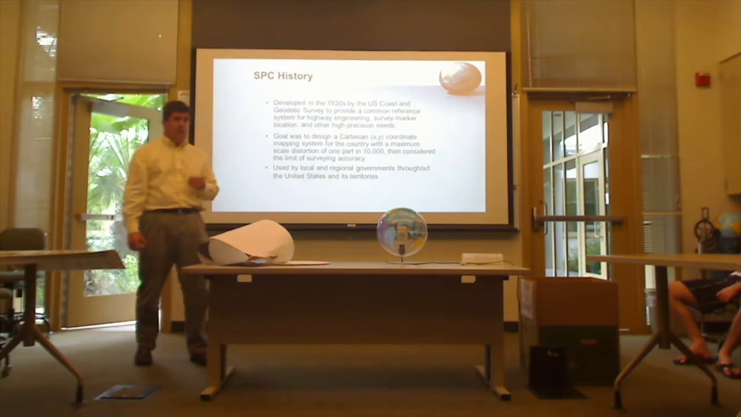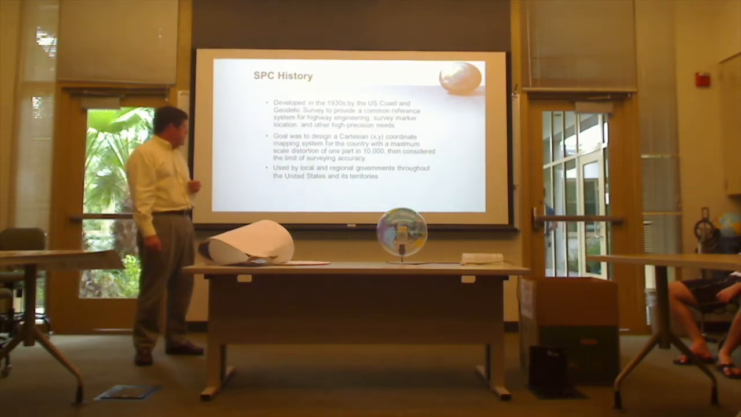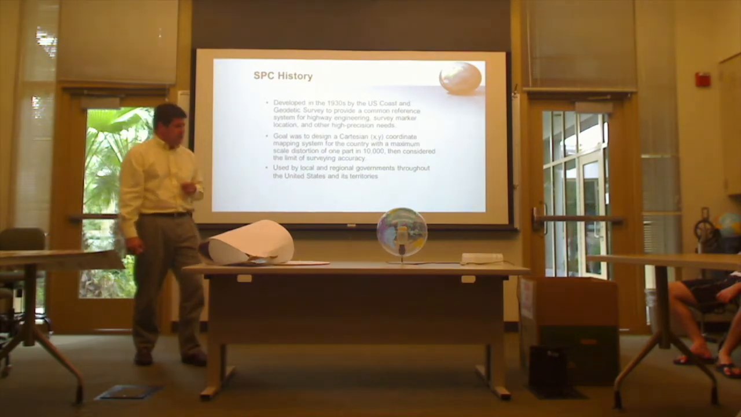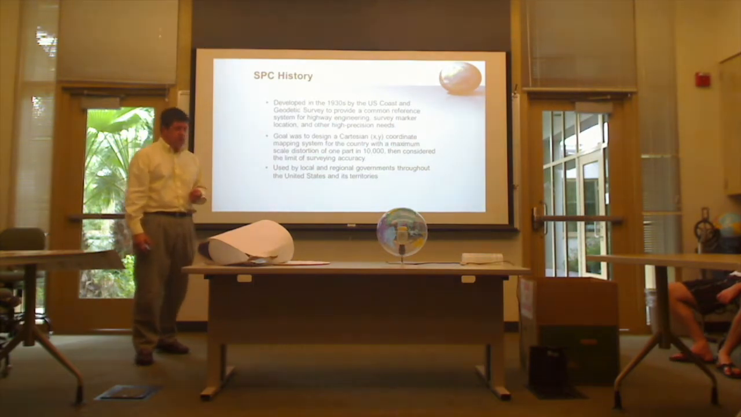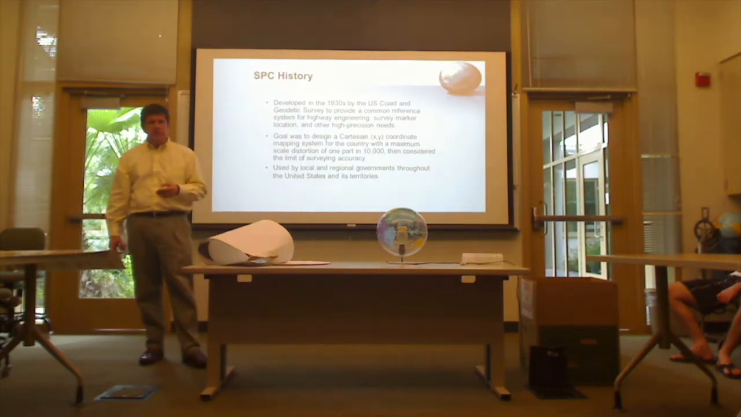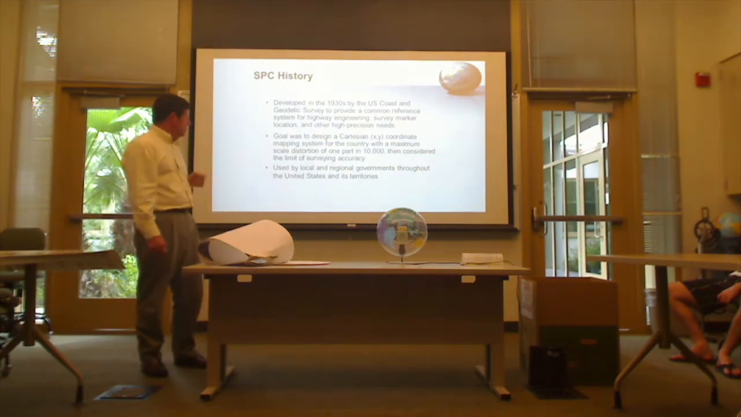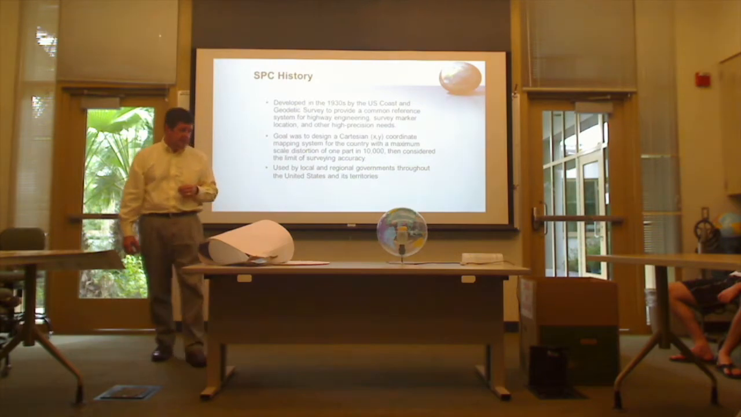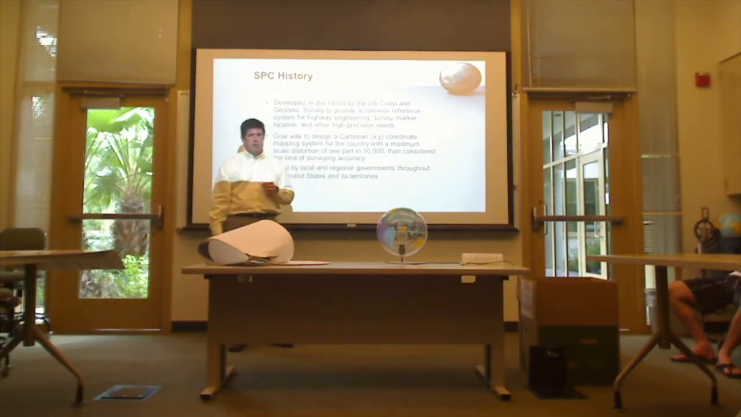Very important that you have high accuracy. The goal was to design a Cartesian system, an ordinary two-dimensional XY system, with a maximum scale of distortion of one part in 10,000. Then consider the limit of surveying accuracy. Remember, in the 1930s, everything's based on angles, and the finest measurement we could make on the angles was one part in 10,000. And compare that to the UTM, which was one part in 2,500.